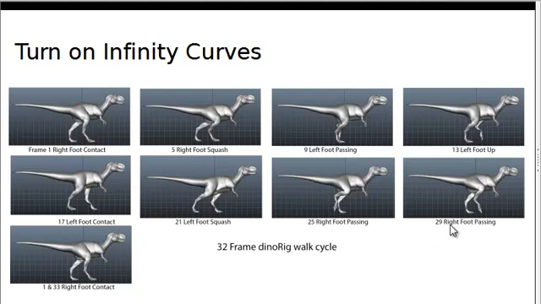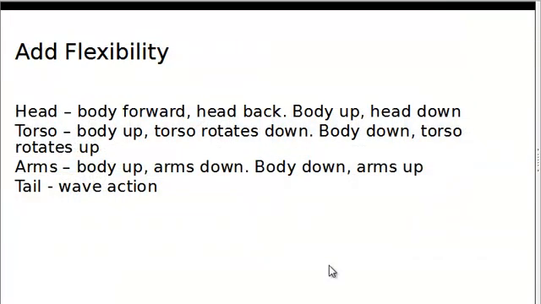Then you turn on your infinity curves. I'll show you how to do that in the tutorial, and make sure that the cycle is looping nicely. Once you've done that, you've got to add flexibility because it will all be rather stiff. If you think of how a chicken or a bird walks, when the body goes forward, the head goes back. When the body goes back, the head goes forward. So we'll get a little bit of the same action going on the dinosaur.